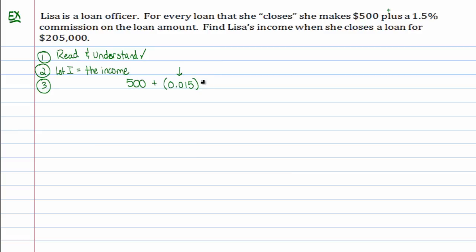Of the loan amount. Now, normally, I would have maybe back in this step said let L equal loan amount. And so normally I would have an L here, because then I can adjust what the loan amount was. And so I would know that her income would equal 500 plus 1.5% of the loan amount. But in this case, they gave us the loan amount. The loan amount was $205,000.